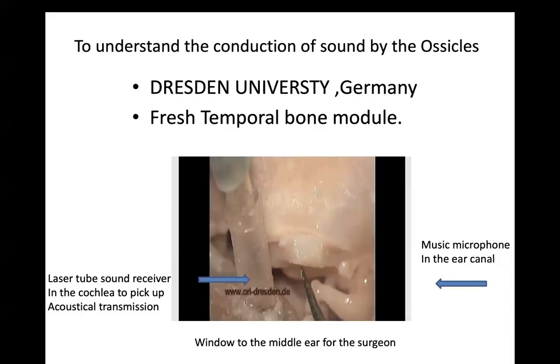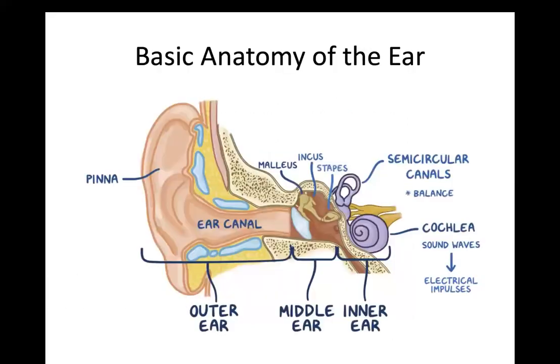This is another video. This is just the test they did to show how sound is conducted through the ossicles. Okay, so this is more important. I'm pretty sure you took this in your anatomy lectures, but just an overview because we'll be referring to it. The ear consists of the outer ear, the middle ear, and the inner ear, okay?